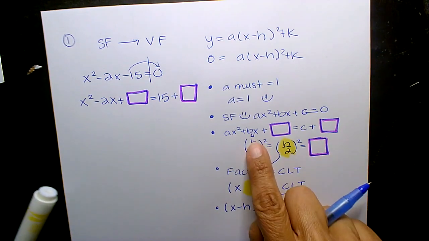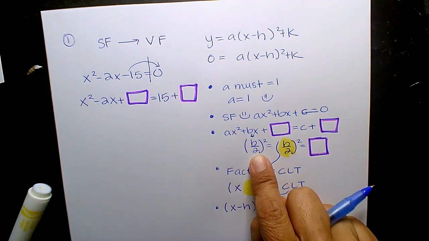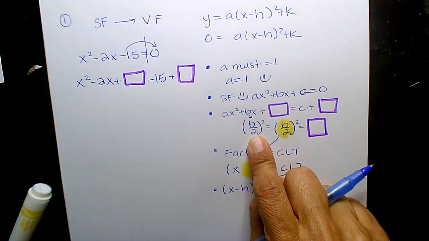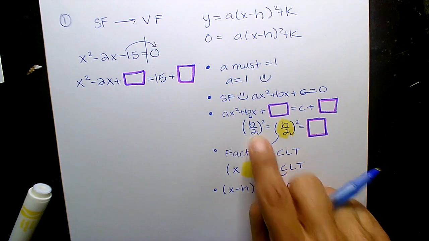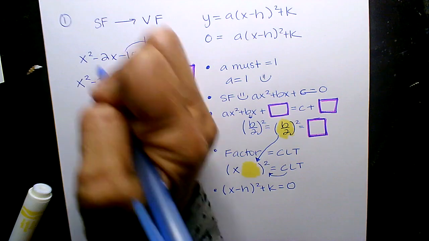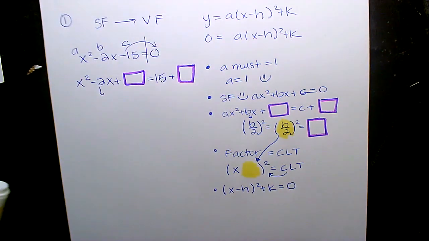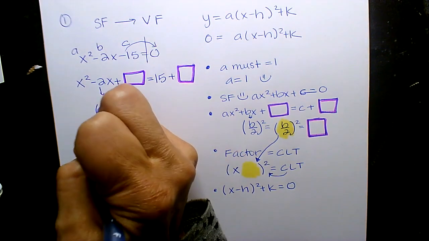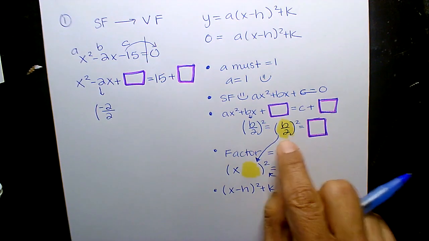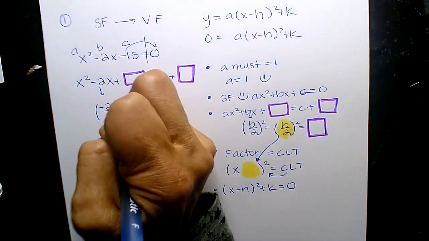Okay, so now what do you do? You're going to take your b value, divide it by 2, and square it. Okay, so this you guys are good at. This is my b value, right? A is 1. B is -2, C is -15. So my B value is -2 divided by 2 squared.